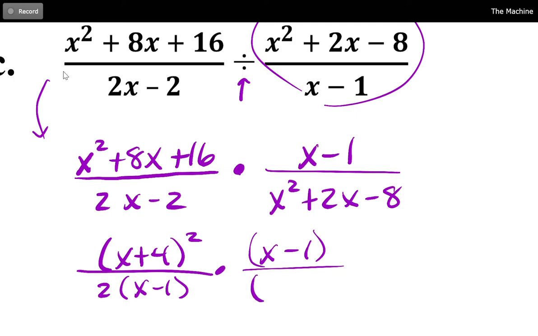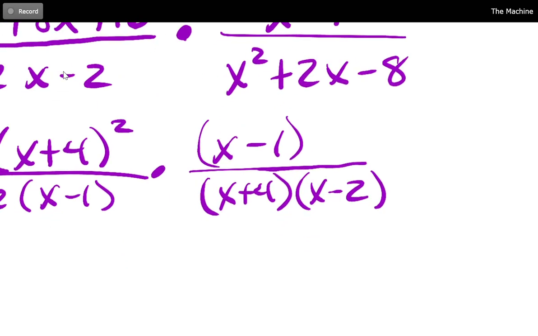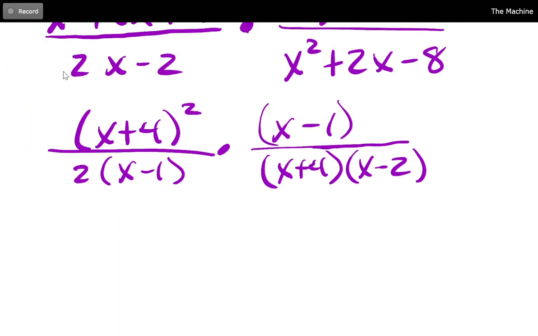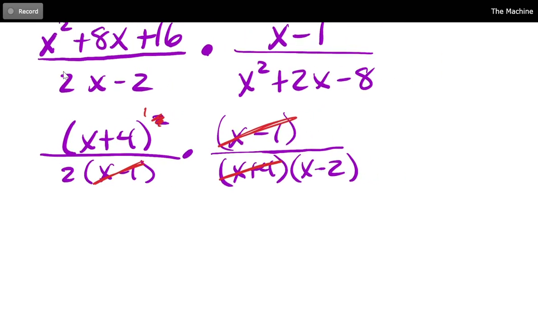That would be a 4 and a 2, so an x plus 4 and an x minus 2. Extend my fraction bar there. Okay, now, any factor on the top can cancel with any factor on the bottom. I've got an x plus 4 squared, which means I've got 2 of them. So one of these will cancel down here, leaving me 1 on the top. And then the x minus 1 right here will cancel with that x minus 1, and I think that's it.